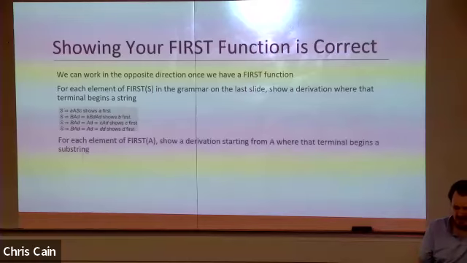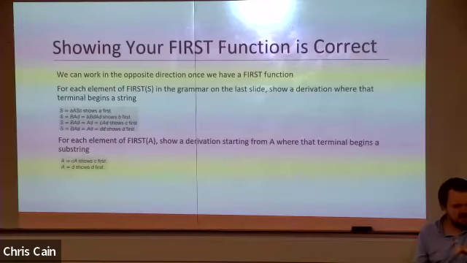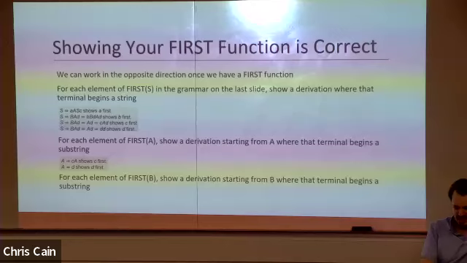Then you can go on to first of A and say, all right, what was in the set first of A? Well, there was C and D. So we have a couple of derivations here that show starting with the non-terminal A, we can end with a string that starts with C and a string that starts with D. Same thing with first of B. For everything in first of B, we can start and show a string that begins with that terminal.